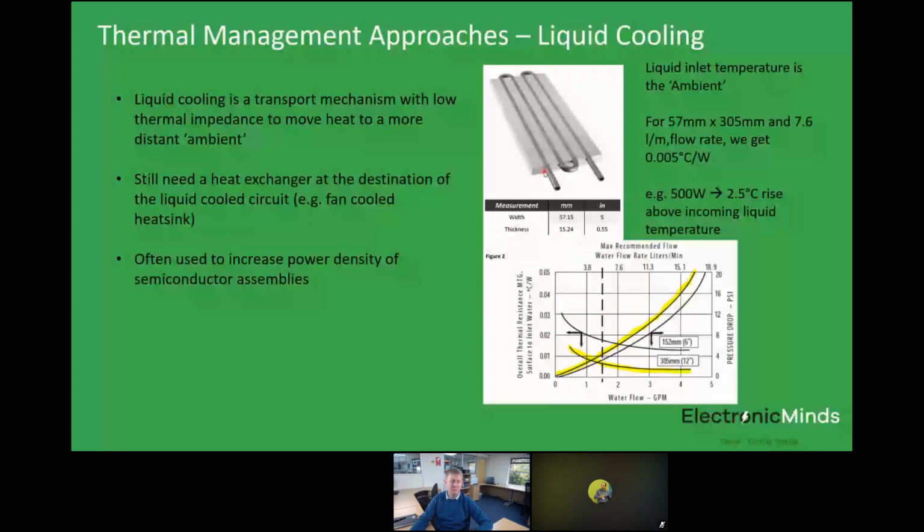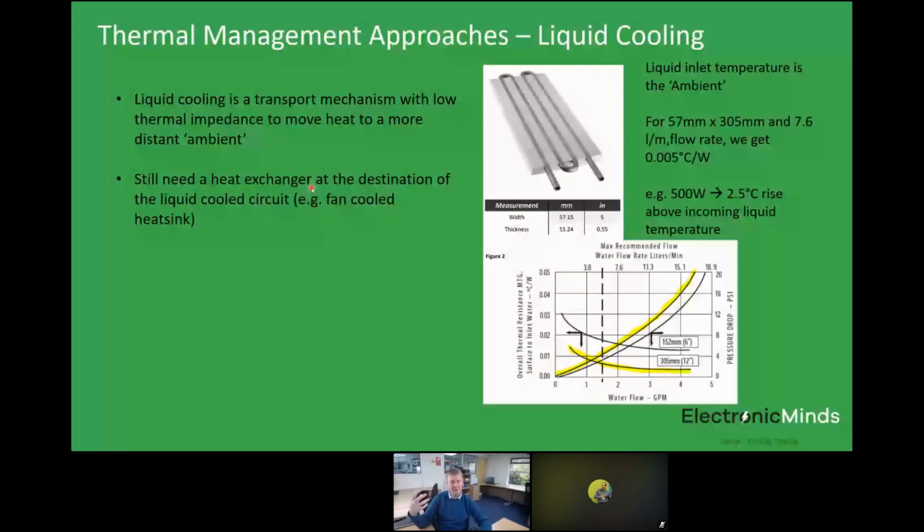The only thing is that you still need something to get rid of that heat to the ultimate end ambient, and the ultimate end ambient really is going to be the air that this system is sitting in. So this liquid cooling circuit will extract the heat and take it out to an external heat exchanger, and an external heat exchanger is nothing really more than a big fan-cooled heatsink, which is then extracting the heat from the liquid and just sending it out to the air.